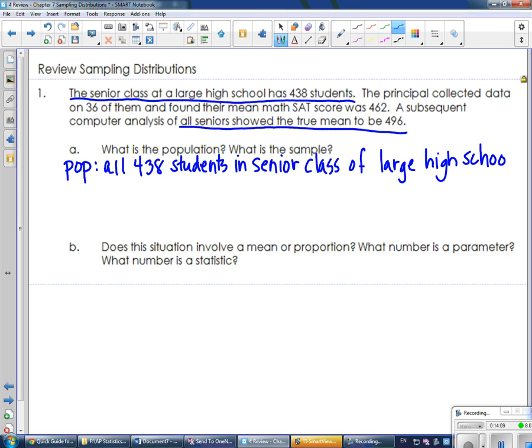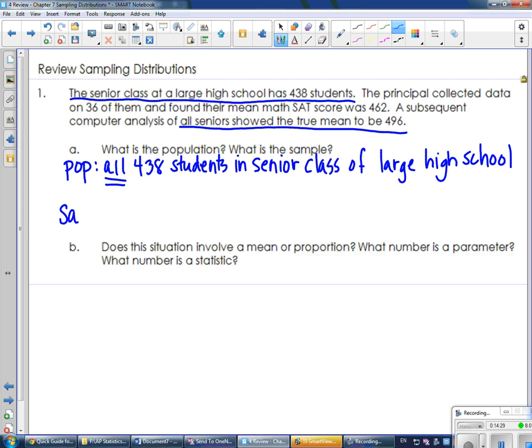Where students sometimes lose points is just by saying seniors or seniors at the large high school. Well, how many? And this is where you really want to be careful. Are you talking about everybody or are you just talking about the sample? So be specific. Use the word all when you're referring to the population.